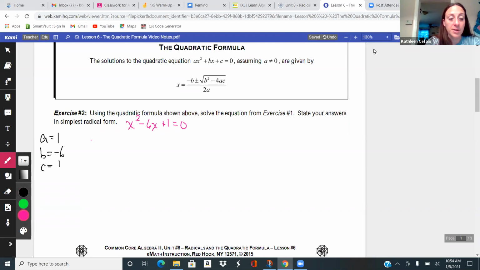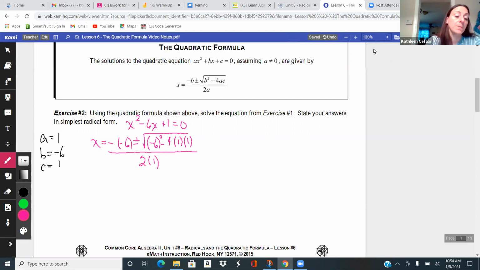Okay, so we're going to start off with x equals, now we have a -b, so I have a -6. We have plus and minus, because remember, we got two answers up above. Square root of b squared, so be careful, that's a negative. I want to square the whole term, -6. And now I have minus 4 times a times c. And now this whole entire thing gets divided by 2 times a.